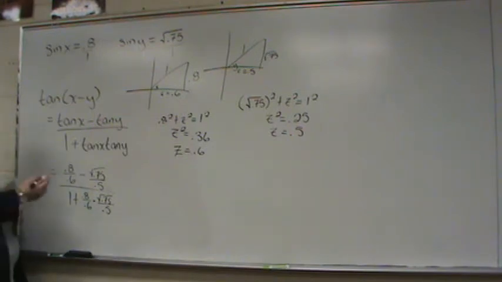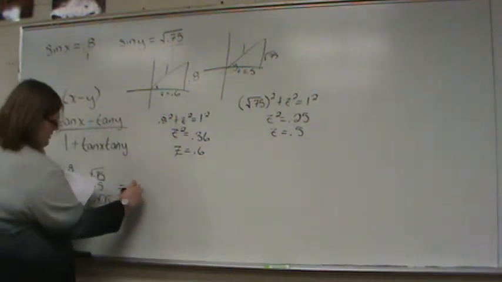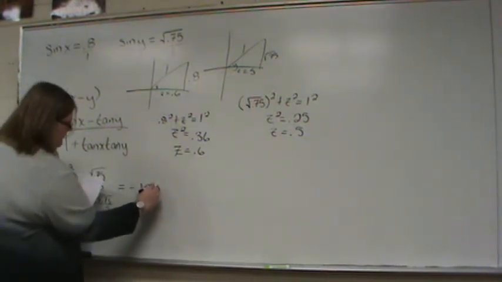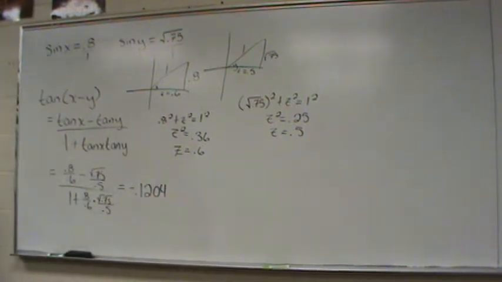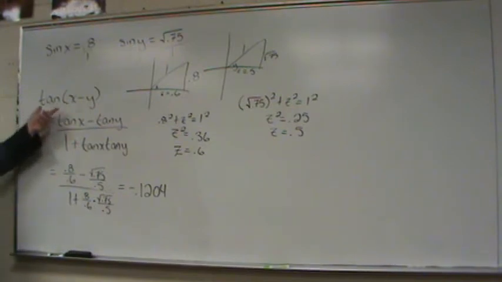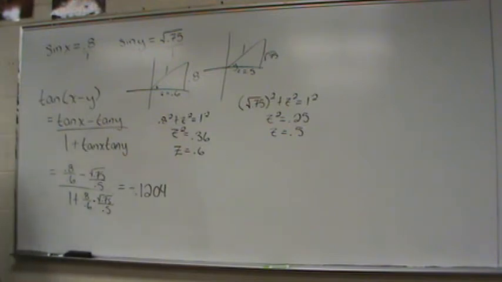So when you plug this into your calculator, you should get negative 0.1204. So the tangent of those two angles subtracted is negative 0.1204. So again, make sure that you're using everything they give you.